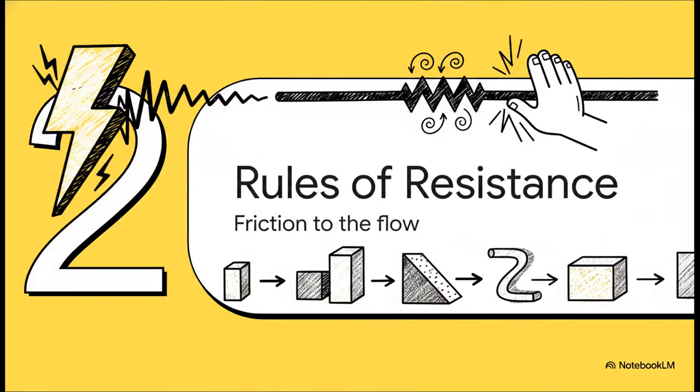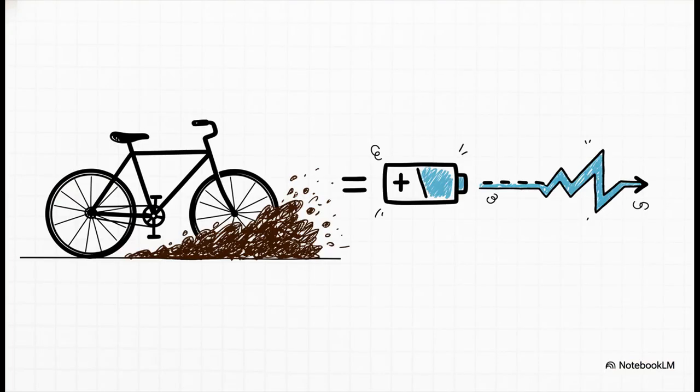Moving right along to Section 2, the rules of resistance, adding friction to the flow. Now that we understand the immense flow of current, we need to look at the physical obstacles that slow it down. It's kind of like riding a bike off a smooth road and into thick mud. That mud adds resistance to your movement, right? Well, all matter has some resistance to the flow of electric current. A guy named George Simon Ohm actually figured out this relationship.